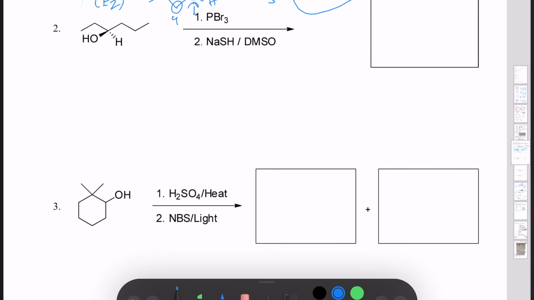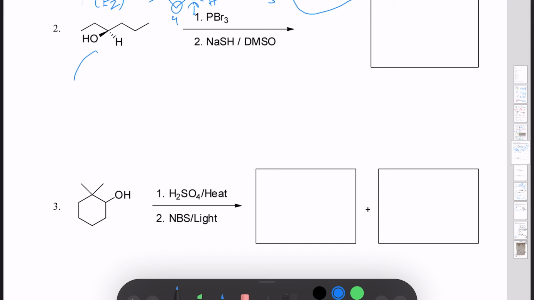For part 2, we are given this molecule, this alcohol, and it undergoes 2 steps. In the first step, it reacts with PBr3, and in the second step, it reacts with a reagent in DMSO. In order to solve this problem, we have to understand again what type of reaction we are dealing with. PBr3 is used to convert alcohols into alkyl bromides, and it does so using an SN2 mechanism. And from what we know about SN2 reactions, they lead to a backside attack and an inversion of stereochemistry.